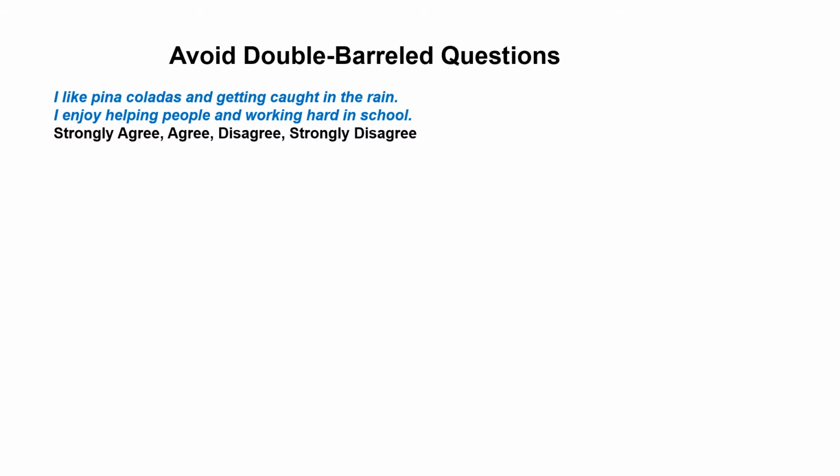Another example, I enjoy helping people and working hard in school. Again, there's a potential for someone to not agree with both of those statements. So how does one then reply to this? Do they reply on the first statement, that they enjoy helping people? Do they reply on the second? Do they think about the average of the two? So it's one of those where you really have to avoid asking two questions at the same time.